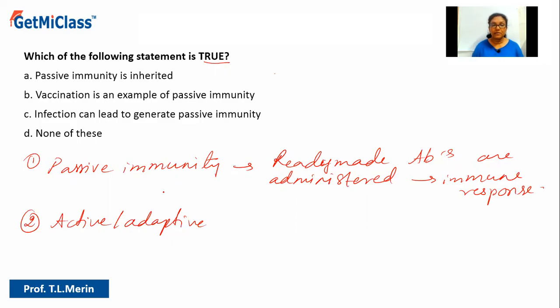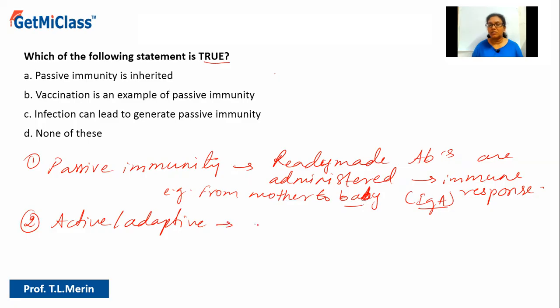For example, from mother to baby through milk, through lactation. How? Because milk has the antibody called IgA, which is very important, and that will give passive immunity to the baby. That is a kind of passive immunity. Also in a snake bite, anti-venom antibody is given, and that is also passive immunity because immediately it will respond. But active immunity will take time.